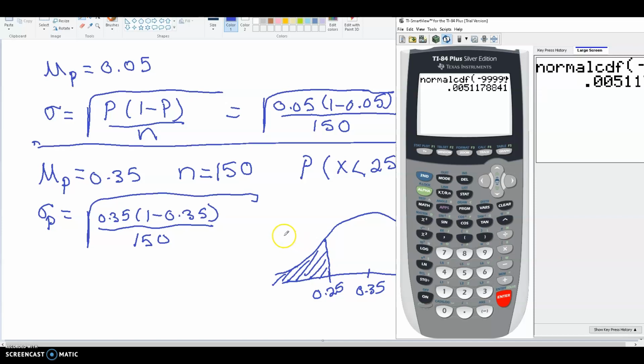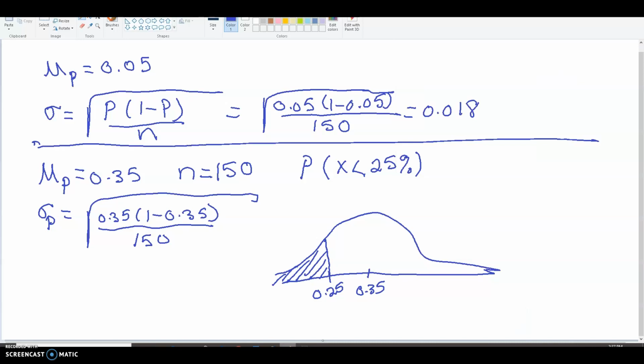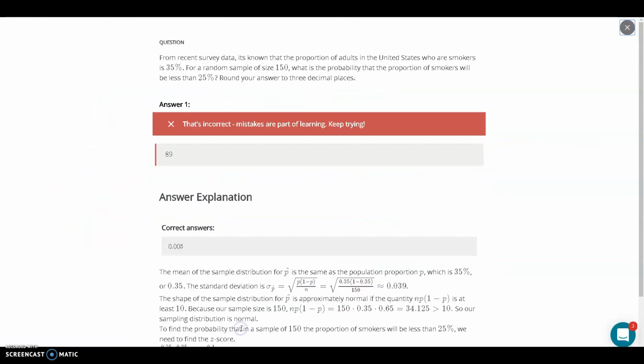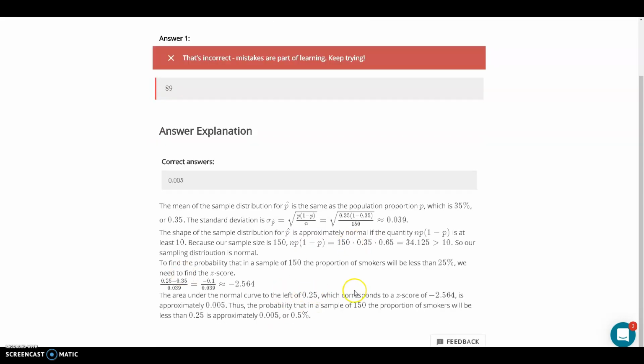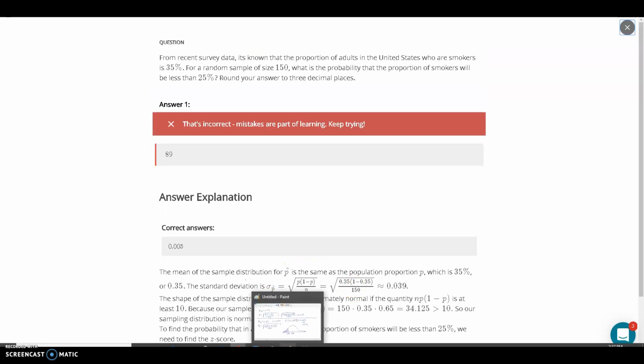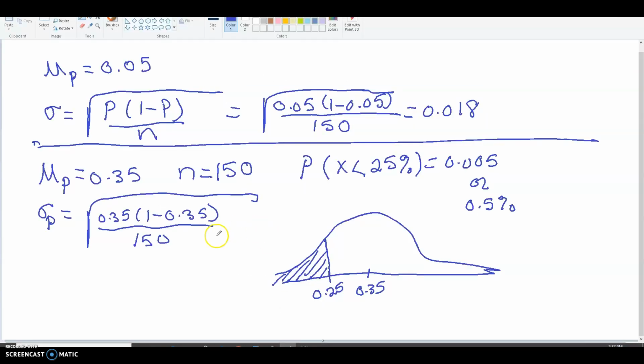And hit enter. So 0.005. Or as a probability, this would be 0.5%. Let's look at the problem. And there we go. Correct answer, 0.005. And here's some instructions on how they work through it down here. So pretty simple once you figure out what you're doing.